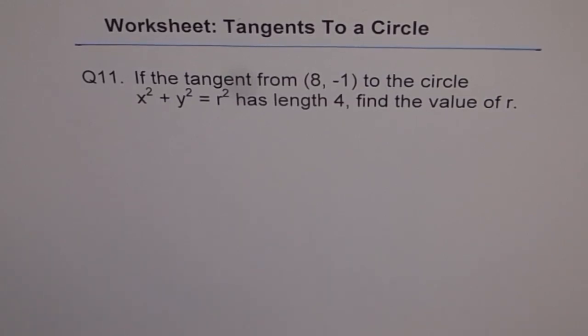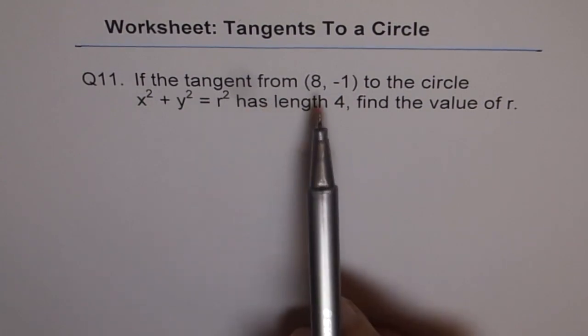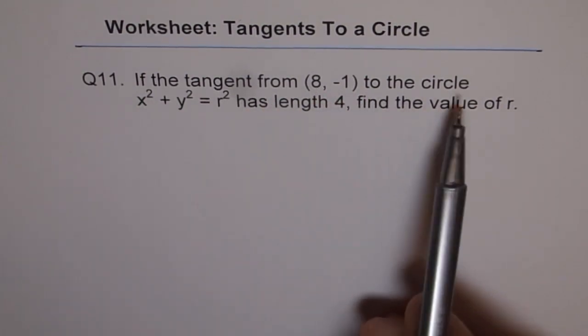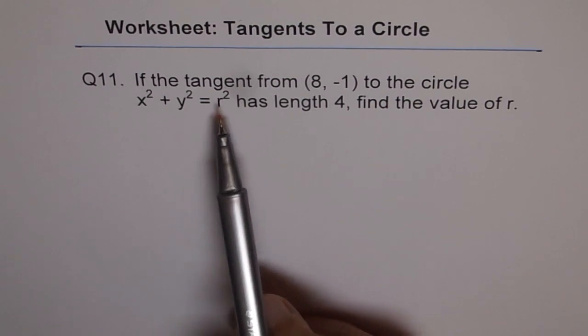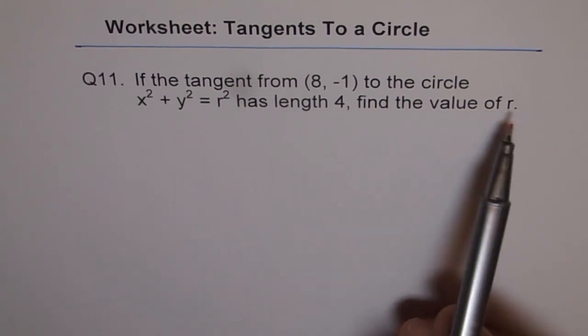Worksheet: tangents to a circle. Question 11. If the tangent from (8, -1) to the circle x² + y² = r² has length 4, find the value of r.